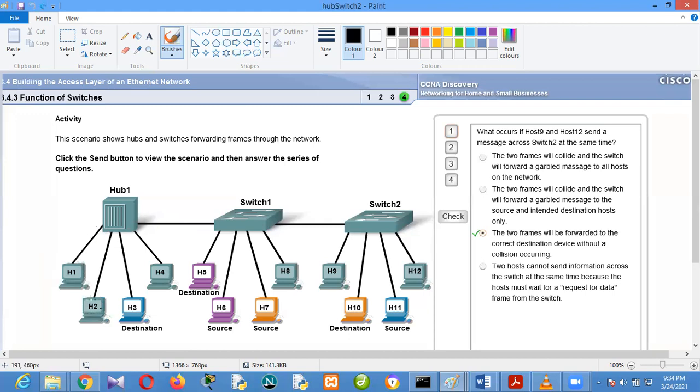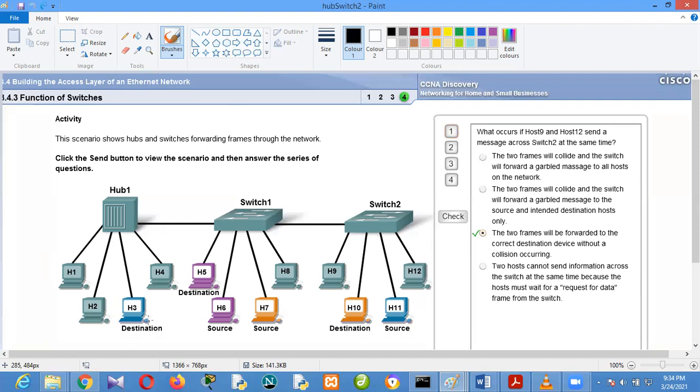Now, if H11 is sending to destination H3, when the message gets to this place, if the ARP table is already filled up, it will move on. When it gets to the hub, the hub will do the same thing it used to do, send to everybody. So everybody will ignore the message. Only this guy will respond.